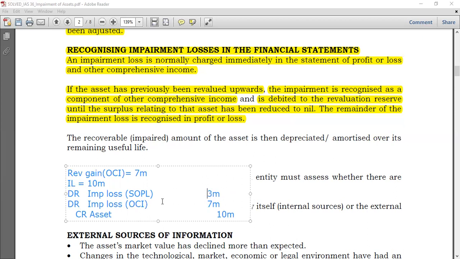So this impairment loss of 10 would be accounted for this way: 7 million to other comprehensive income to cancel the previous revaluation gain, and the remainder 3 million being taken to the statement of profit or loss. This is what we would have done. I hope all is clear.